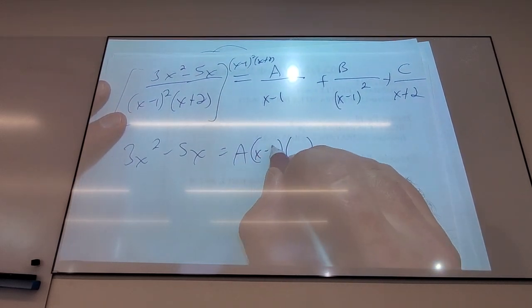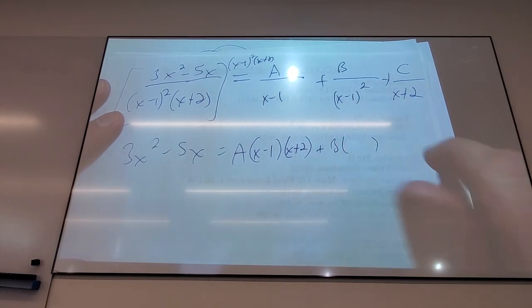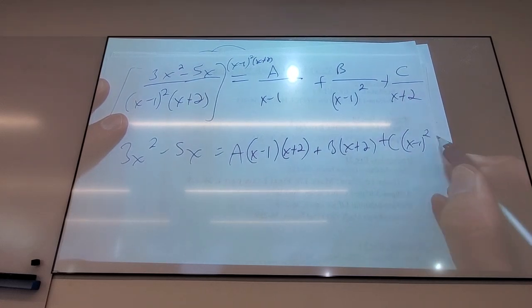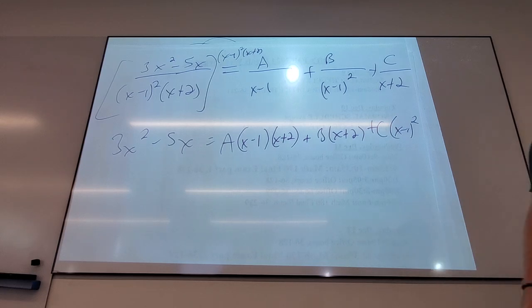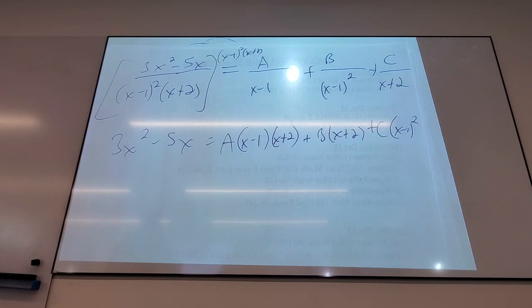x plus 2. What's going to be left alive here? x plus 2. What's going to be left alive here? x minus 1 squared. Now, you could FOIL stuff out, collect your like coefficients, make a system of equations. You could do that. I don't understand you if you do that. Because what's a better way to do this? At least the first couple steps. What's a good next step? What sucks about this? There's so many unknowns.